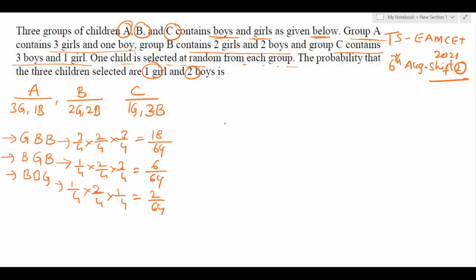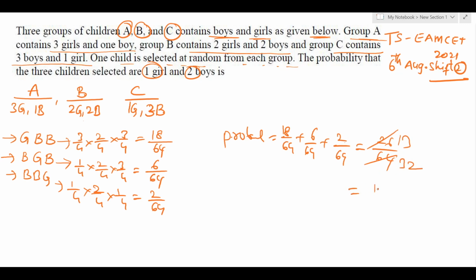Now the required probability is equal to 18 by 64 plus 6 by 64 plus 2 by 64, that is 18 plus 6 plus 2, 26 by 64. Now 2 cancels: 13 2s are 26, 32. That is equal to 13 by 32. This is the required probability.